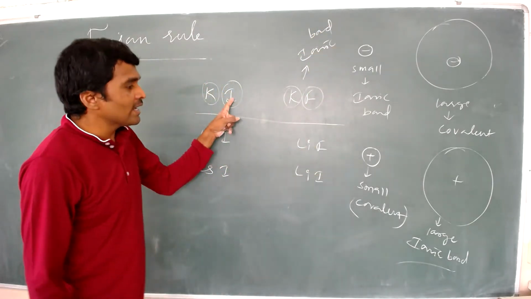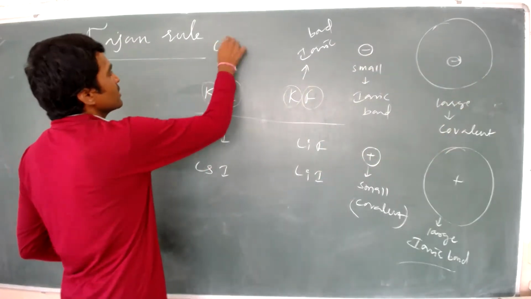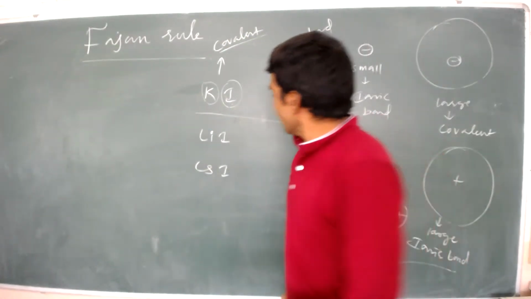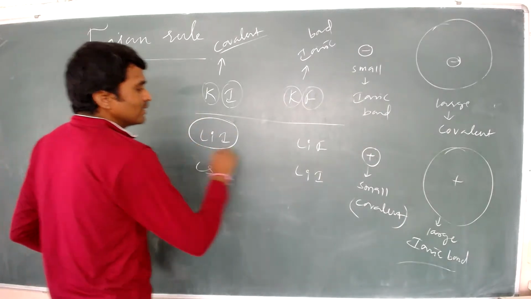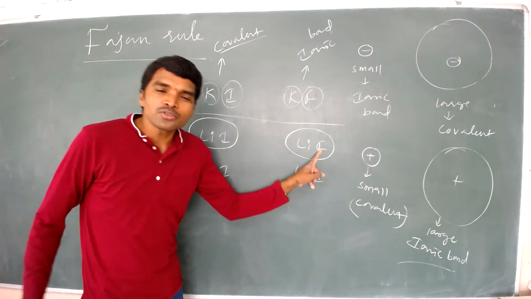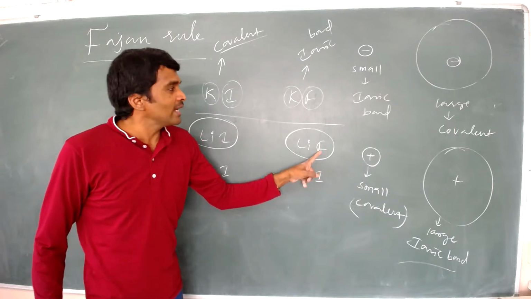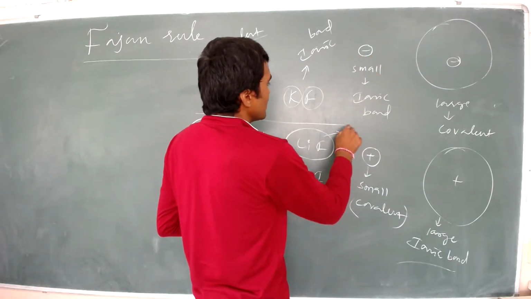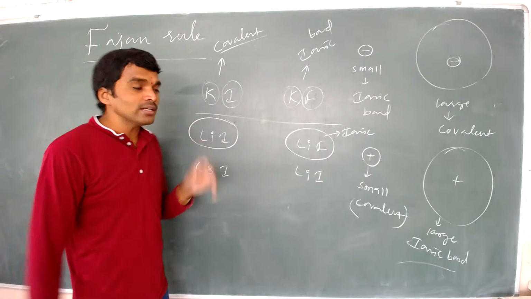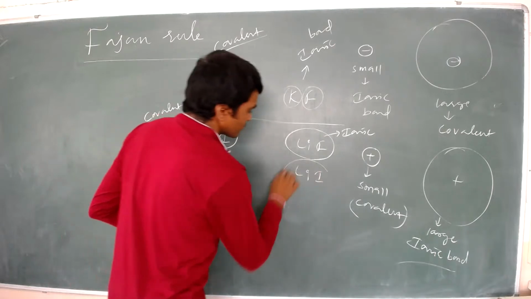Next, here is iodine, a large negative atom, so it forms a covalent bond. So this molecule is covalent. Now see, here lithium iodide, here lithium fluoride. Both are with respect to lithium. Which forms covalent or ionic? This is ionic. Why? Because the negative atom is small. This one is covalent because the negative atom is large.